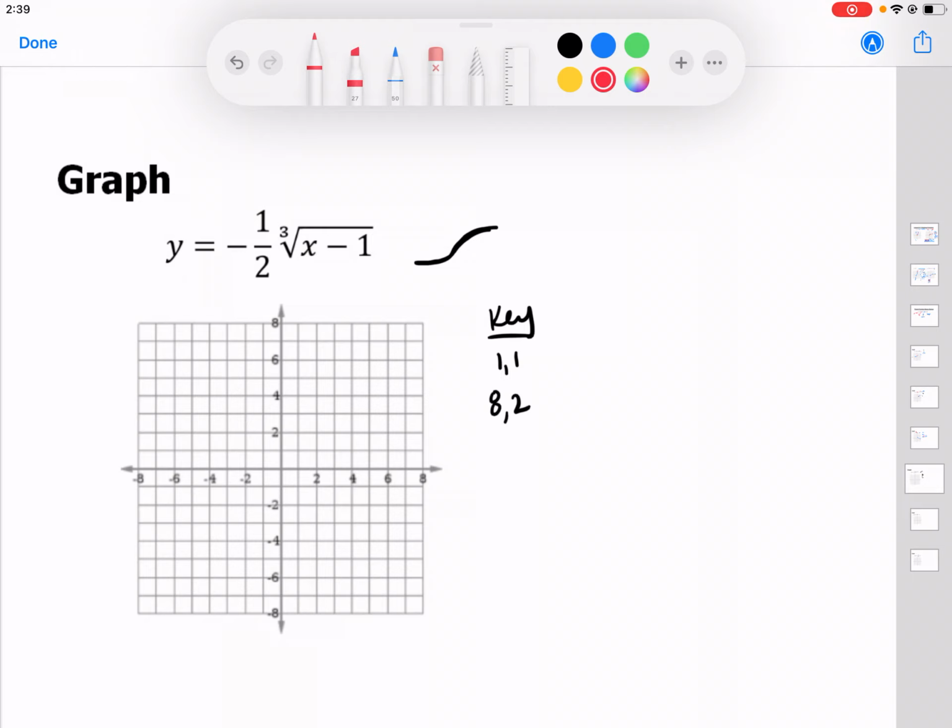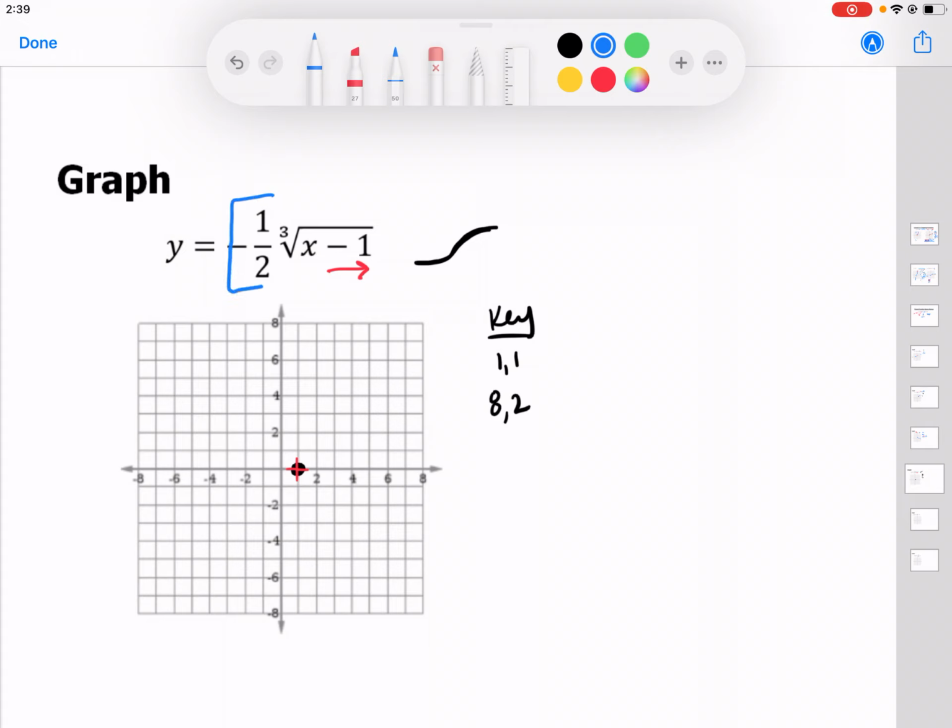And my starting point in this case, since there's a -1 under the radical, that tells us we're going to do the opposite. So we're going to go right 1. There's nothing on the outside, so we're not moving our graph up or down this time. Or sorry, there's nothing added or subtracted on the outside. So we go right 1. There's our starting point.